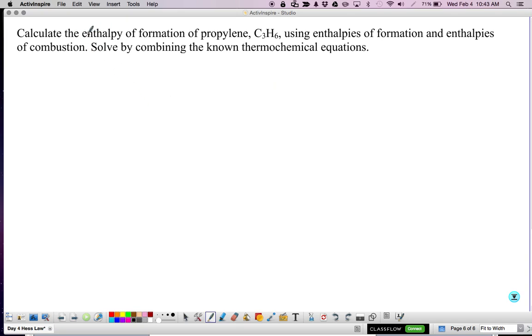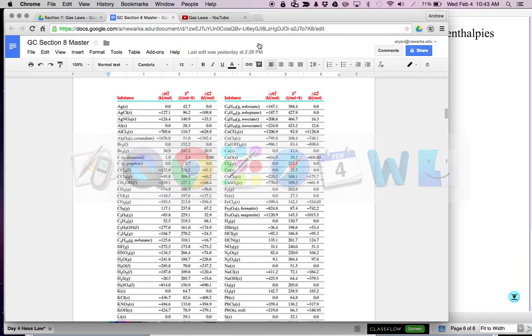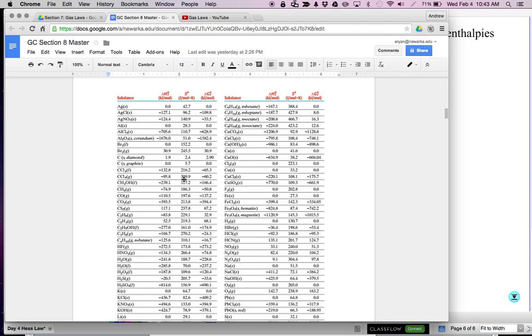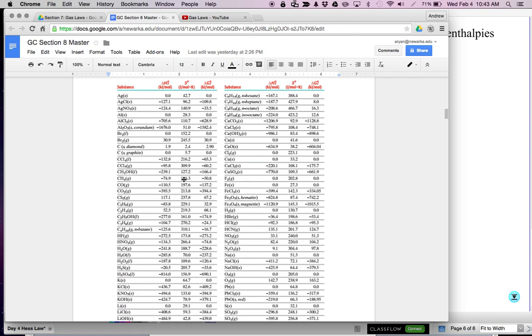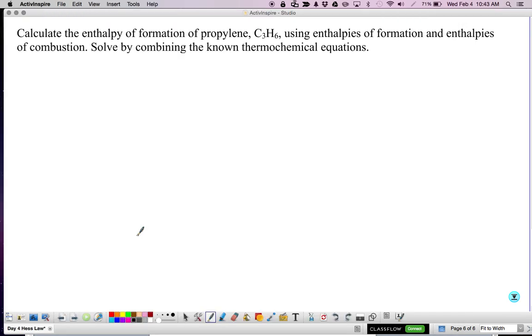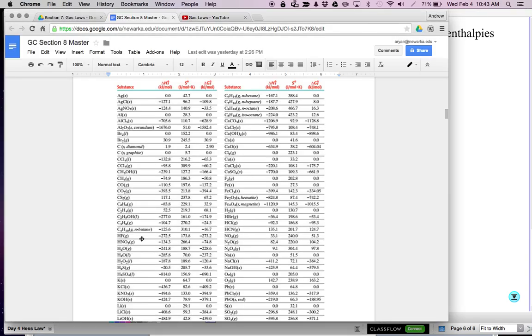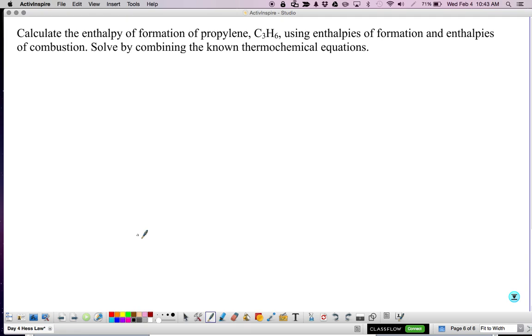The first thing that I want to know is the enthalpy of formation of propylene. Well, if I look on the table, you'll notice that C3H6 is not one of the compounds that I give you. So, problematic. We're going to have to solve this another way. What I'm looking for is the enthalpy of formation.